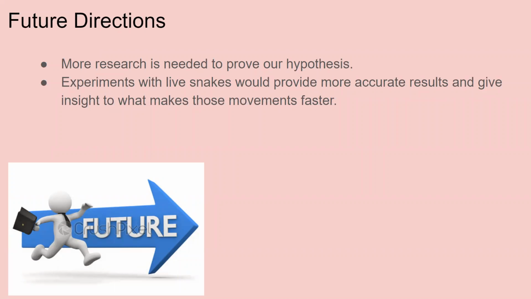So for future directions, we would need more research to prove our hypothesis, and the experiments that we designed were based on age. The older the group would be, the more complex our hypothesis or our testing methods would be. We could use live snakes to provide accurate results and give insights into what makes those movements faster.